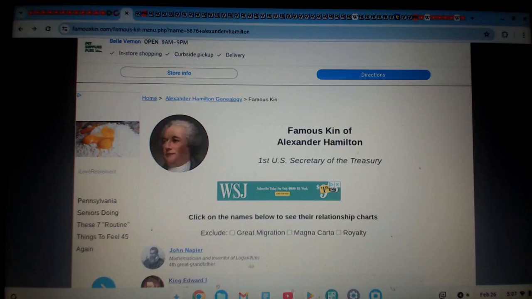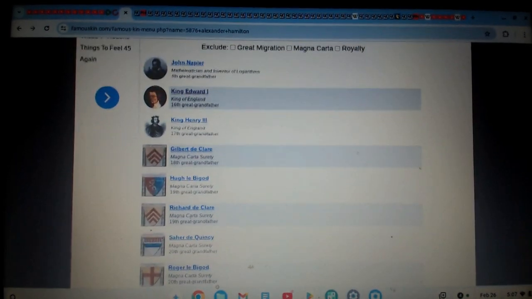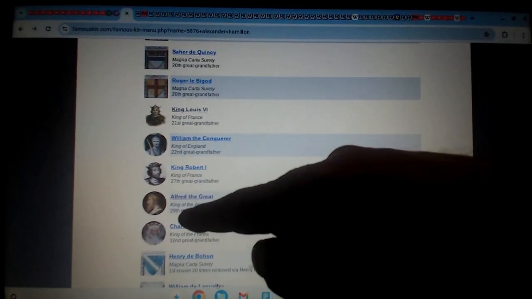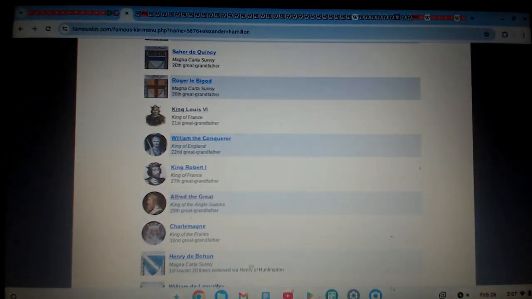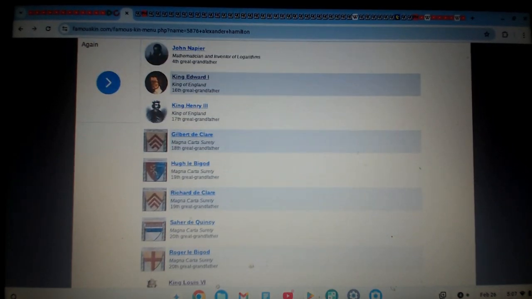Okay, here's famous kin of, I'm always on famouskin.com now because they have the best site. These are famous kin of Alexander Hamilton. You'll see that the 5 kings, 1, 2, 3, 4, 5, he is a grandson to these people. So he's mega. And he's also a grandchild to King Edward I and King Henry III, right?